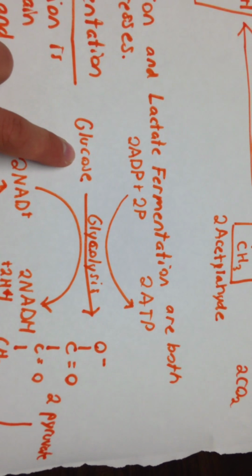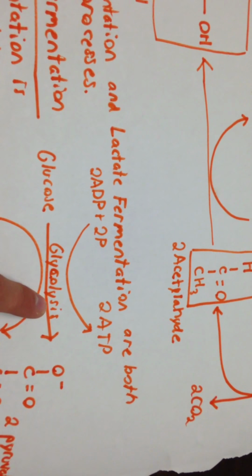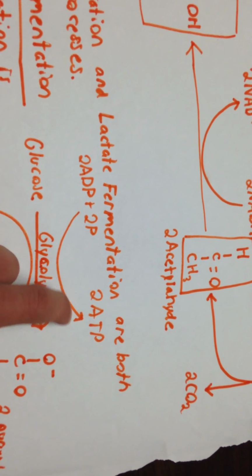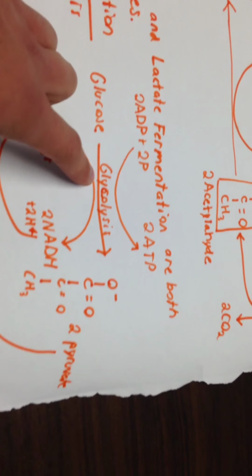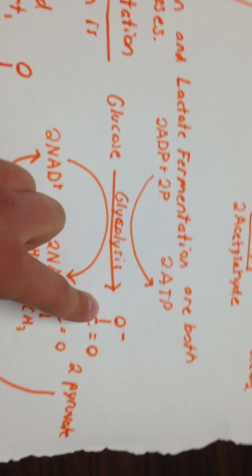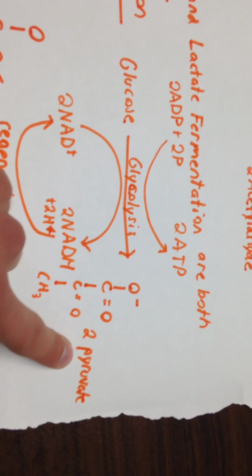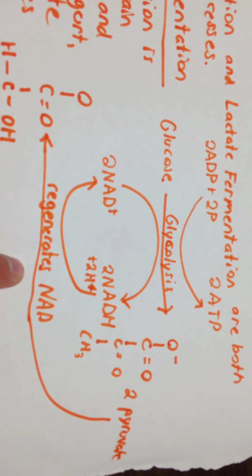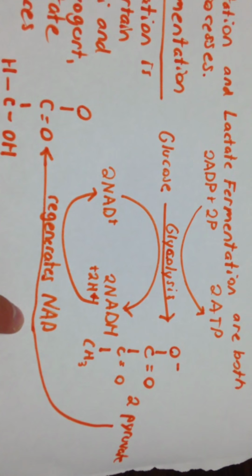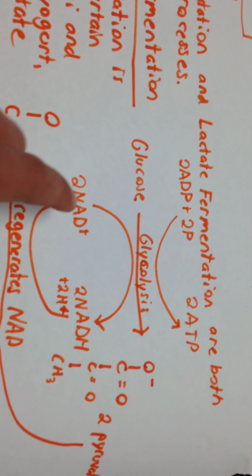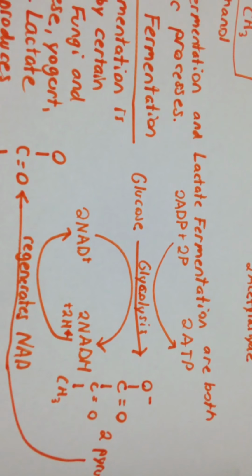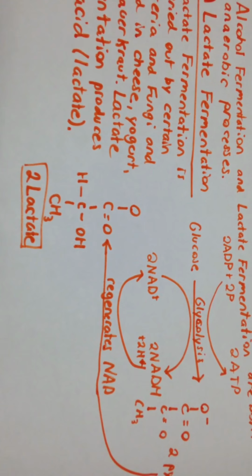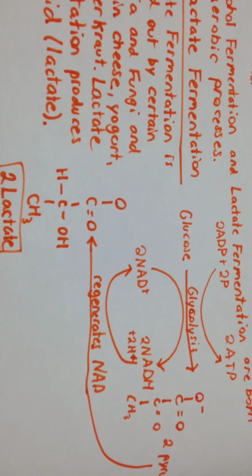Glucose is broken down from glycolysis, and you just add the 2 ADP plus 2P and then it makes 2 ATP. And then once you do that, it breaks down to 2 pyruvate again, and then you bring it down here, and it regenerates NAD, using this cycle right here. And then after that, it makes 2 lactate. And basically, that's all there is to it.